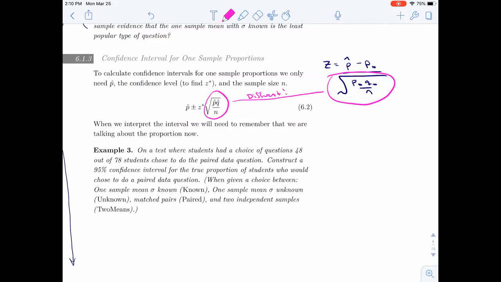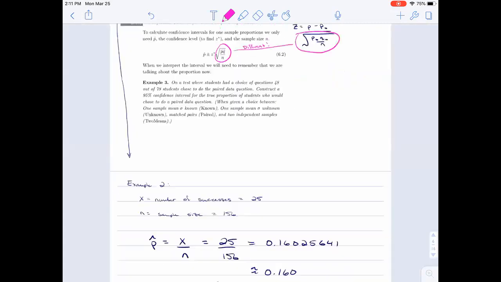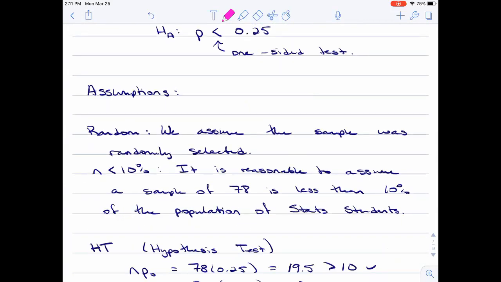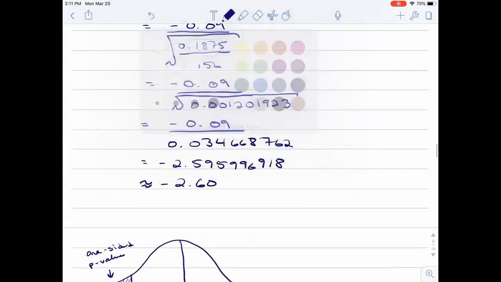P naught, remember, is the hypothesized proportion. So now that I've given you the confidence interval, we can build a confidence interval, and we know how to interpret a confidence interval. We use the same kind of blurb, keeping in mind that we're talking about a proportion instead of a mean now. There is example 3, which the solutions are all typed up, so you can read through those on your own. Let's just go and do example 4 together instead.